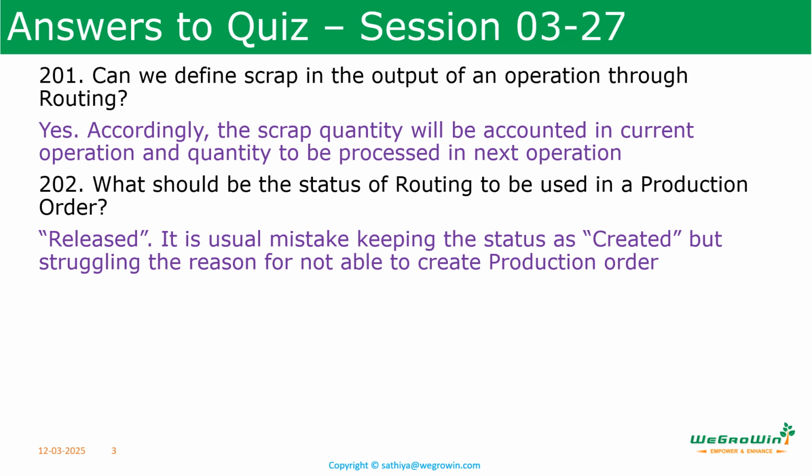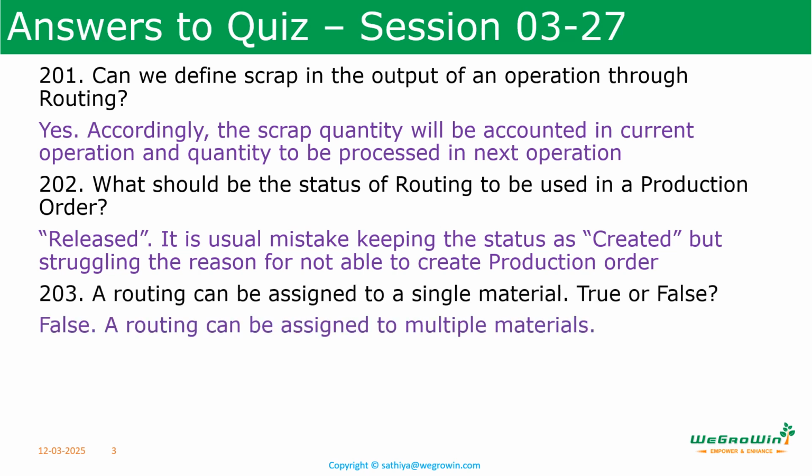It is a usual mistake to keep the status as created, and then struggle to find the reason for not being able to create a production order. So whenever there is a problem with a production order, we need to check: one, the validity date; second, the status; third, whether a deletion flag is there or not; fourth, whether the lot size is defined properly. A routing can be assigned to a single material, true or false? False. A routing can be assigned to multiple materials if those materials follow a similar routing.